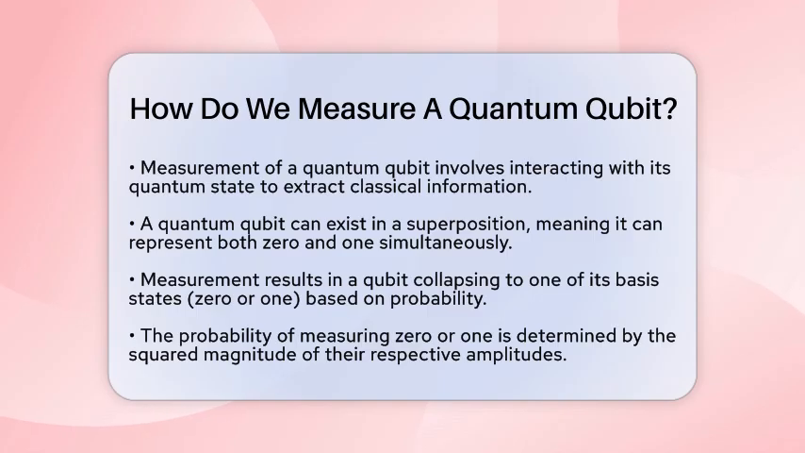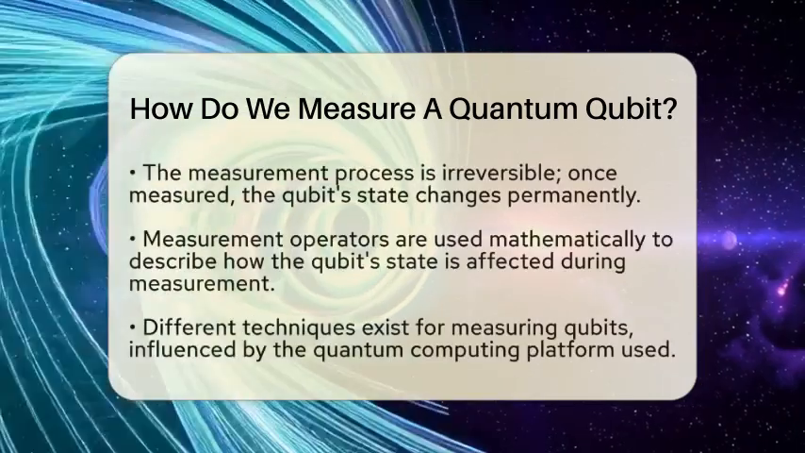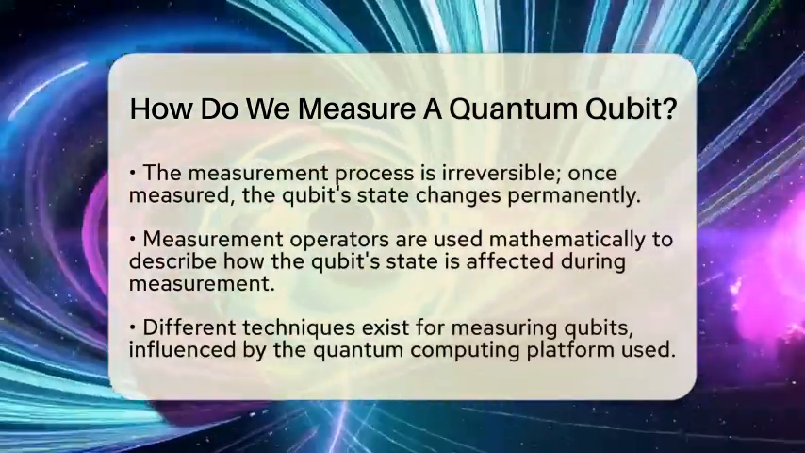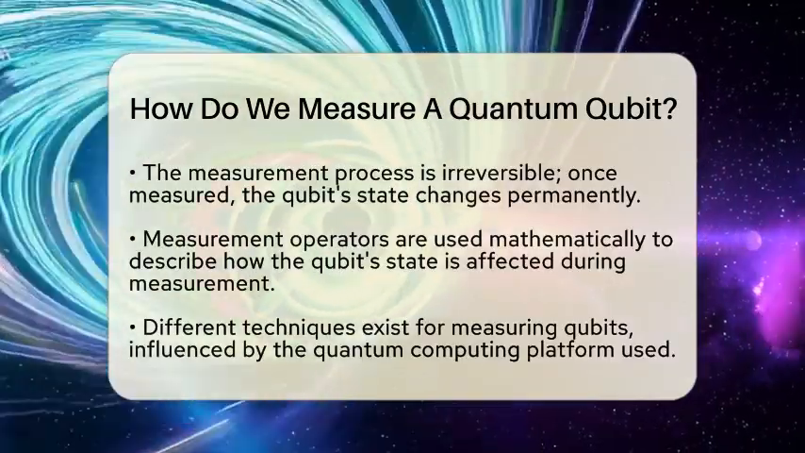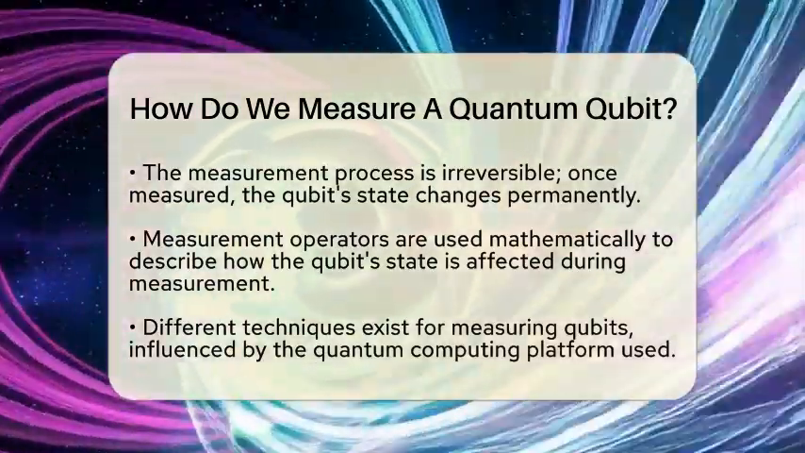The measurement gives us a result of 0 with a probability that is equal to the squared magnitude of the amplitude for the 0 state. Similarly, it gives us a result of 1 with the squared magnitude of the amplitude for the 1 state. This means that when we measure a qubit, we are dealing with probabilities, and the outcome is not guaranteed.